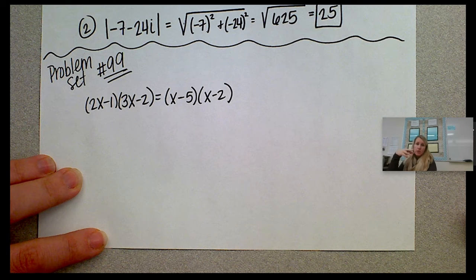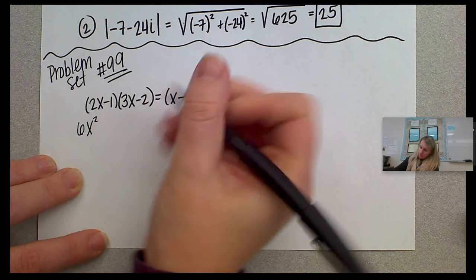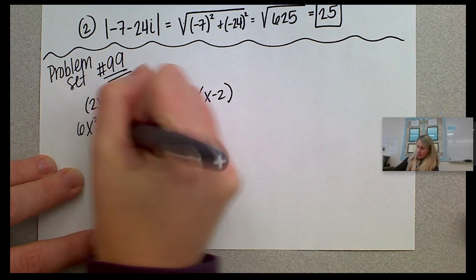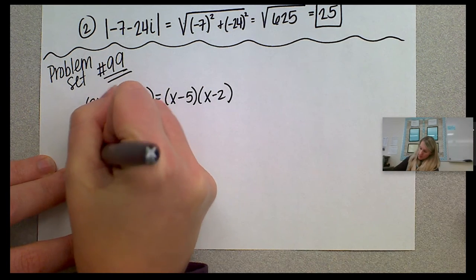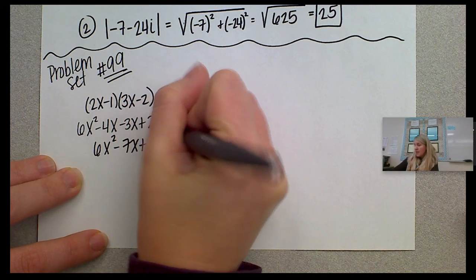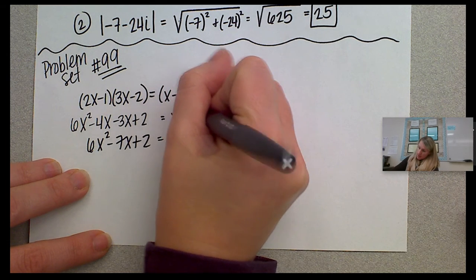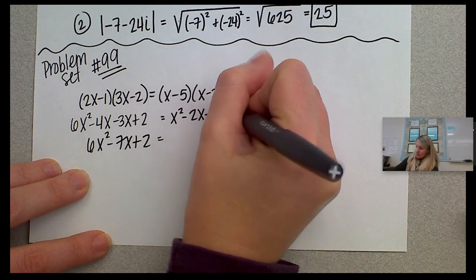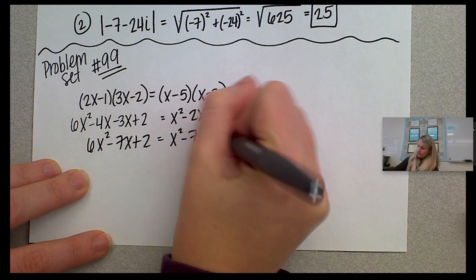So I'm going to start by just distributing both sides and then trying to combine and see what I get here. If I distribute on the left side, I'll get 6x squared minus 4x minus 3x plus 2. That would just give me 6x squared minus 7x plus 2, right? Just to simplify as I go here. And then over here, I would get x squared minus 2x minus 5x plus 10, which would come out to x squared minus 7x plus 10.